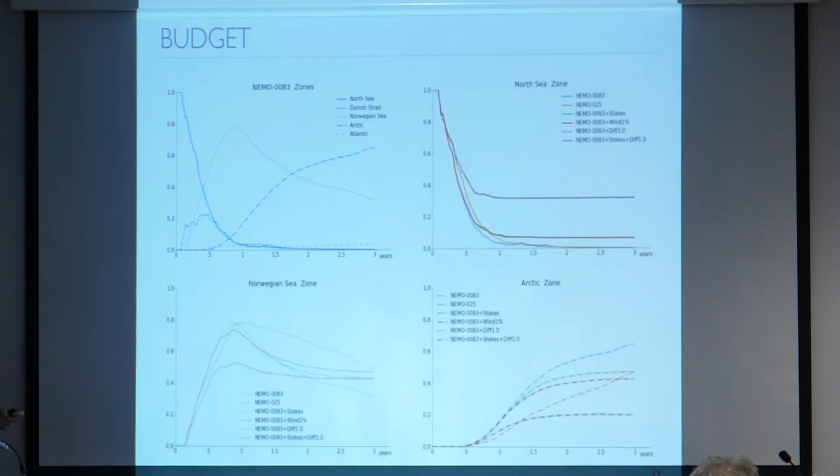That was for the Nemo run, and we can compare the different runs for the different zones. And that's where it's getting more interesting. We can see the influence of the different runs. So what do we see mostly?